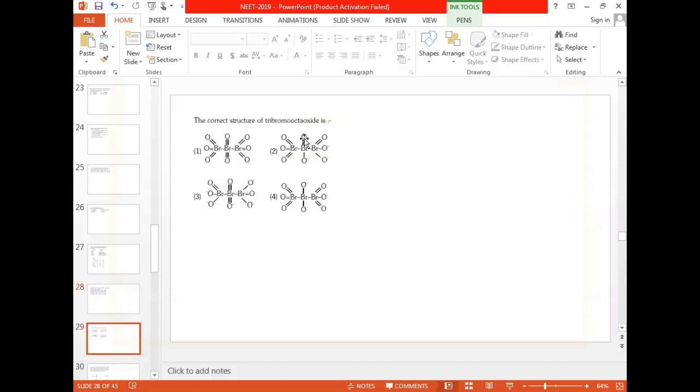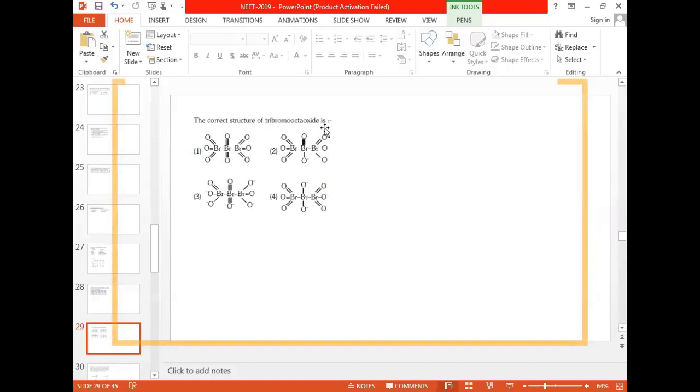The next question. The correct statement for tribromine octoxide, which is the correct one? Directly I can go with the option 1. See, bromine belongs to 17th group. Then 7 bonds should be there. Here 6, here 1 is there. Here also 6, 1 is there. For the middle one, they are taking 6 bonds. Even then it is correct.